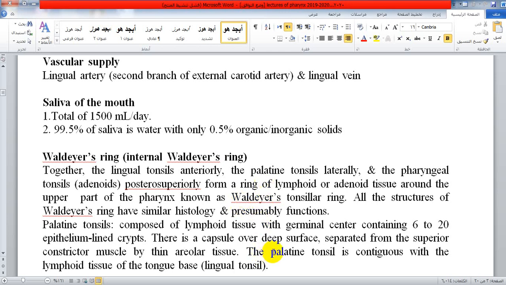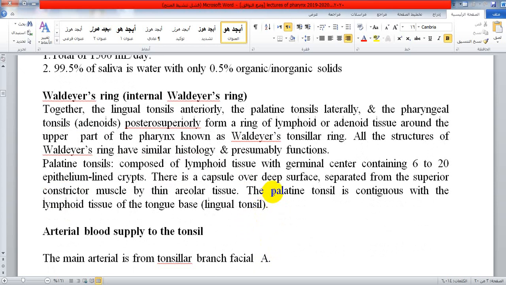The palatine tonsil is contiguous with the lymphoid tissue of the tongue base, which we call the lingual tonsil. Honestly, when we do adenoidectomy or tonsillectomy, we do dissection of the palatine tonsil, and we should continue until we remove the lymphoid tissue of the tongue.